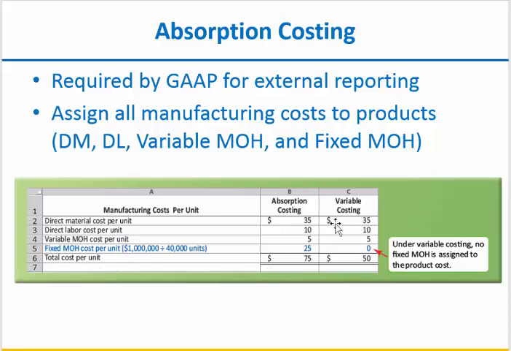So that's what we have here. Variable costing is not required by the GAAP. Actually, it's disallowed by the GAAP for external reporting. Variable costing is only for internal use. The big difference here is the fixed manufacturing overhead cost per unit. You can see that under variable costing, no fixed manufacturing overhead is assigned to the product cost. So we exclude the fixed manufacturing overhead in the costing analysis for manufacturing cost per unit. Where this fixed manufacturing overhead cost will go, I can show you in the next few slides.